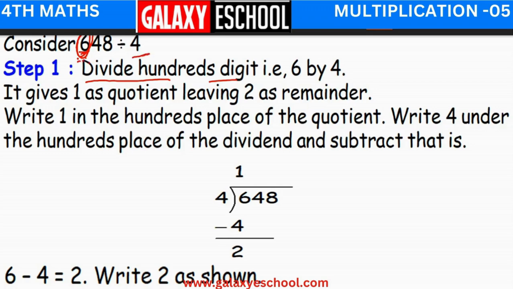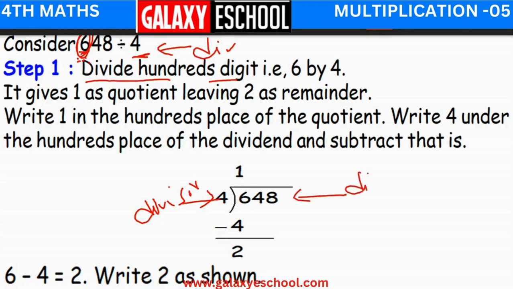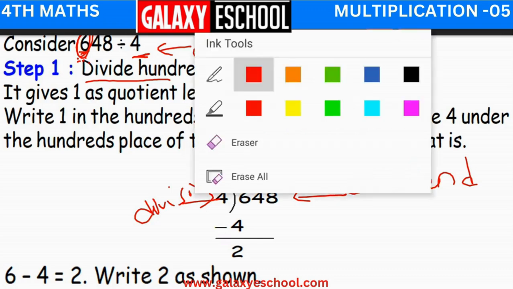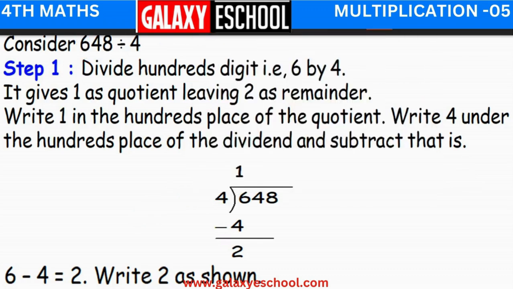Now 6 divided by what? The divisor 4. Yes, 4 is the divisor. 648 is what? Is our dividend. You remember this children? The terms used in division.